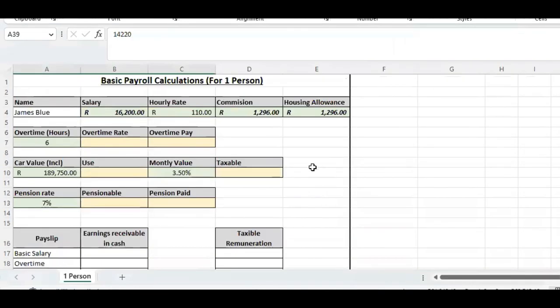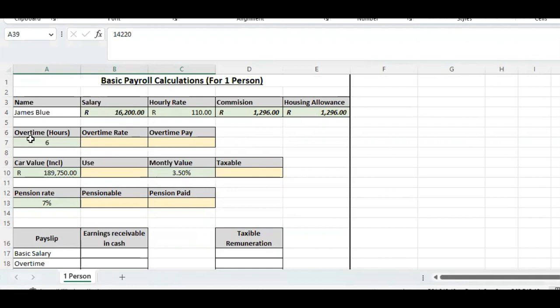So, first thing I did is I said, what do we know? Well, we know his name is James Blue. We know that he gets a salary of 16,200. We know that his normal hourly rate is 110 Rand. We know that he gets commission of 1,296 and he gets a housing allowance of 1,296.